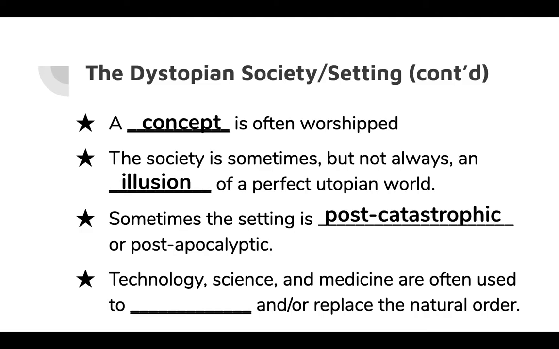Technology, science, and medicine are often used to manipulate and or replace the natural order. So again, going back to The Giver, where birth and death are kind of managed by the society as opposed to the way they would happen naturally, as we all understand them to happen.